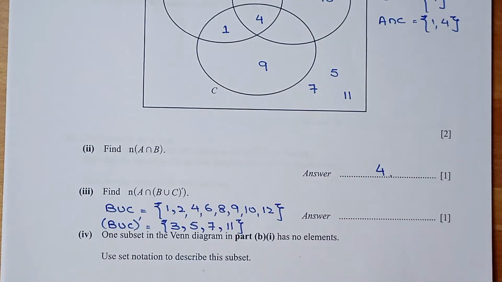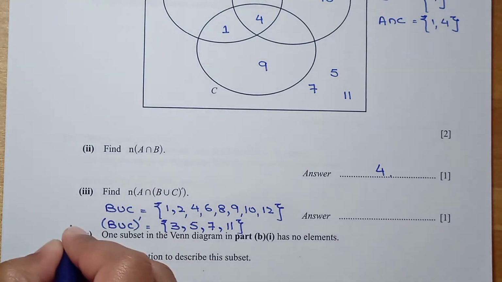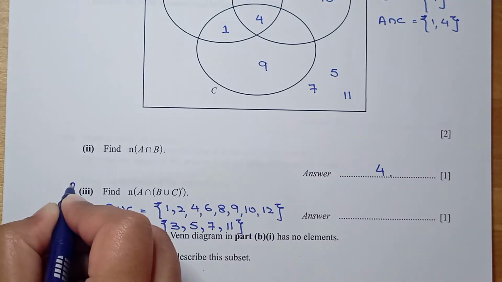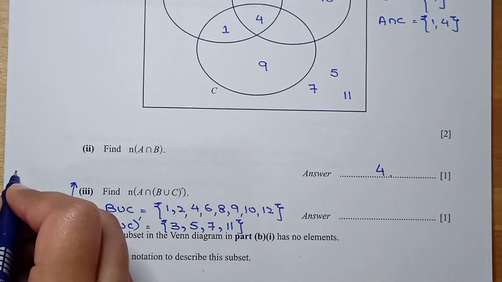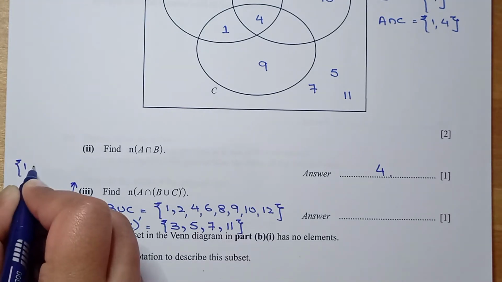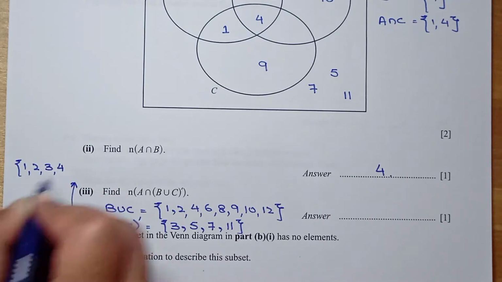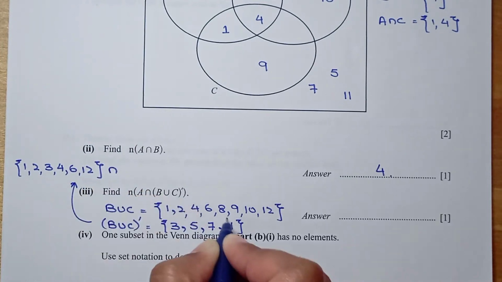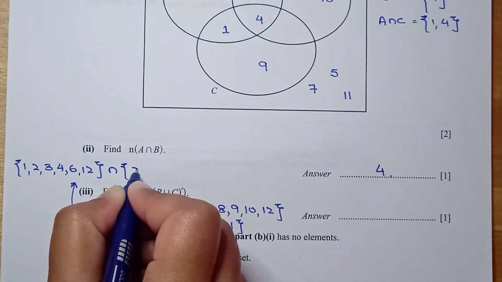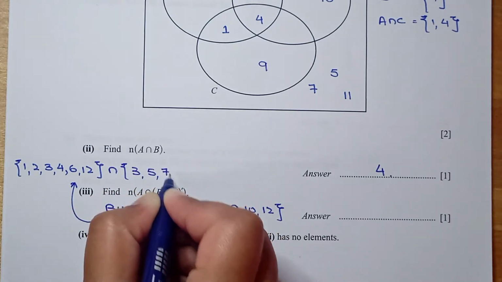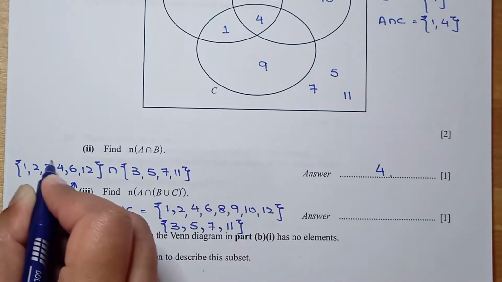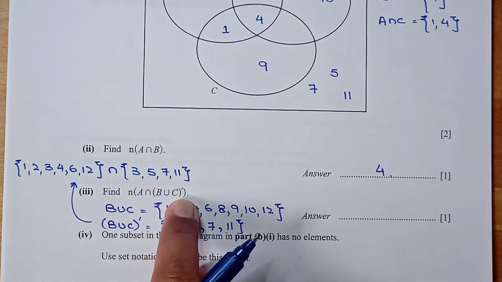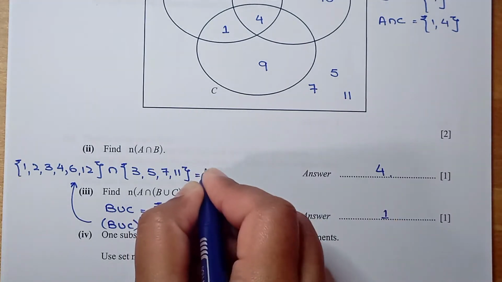Now let me find A's intersection with that set. A is the set having elements 1, 2, 3, 4, 6, and 12, and its intersection with 3, 5, 7, and 11: 3 is common, while 5, 7, and 11 do not come in A. So the intersection is 3, and the number of elements in this set is 1.